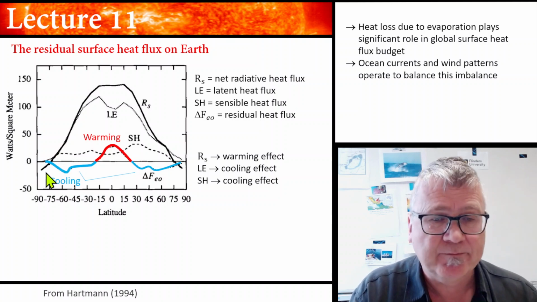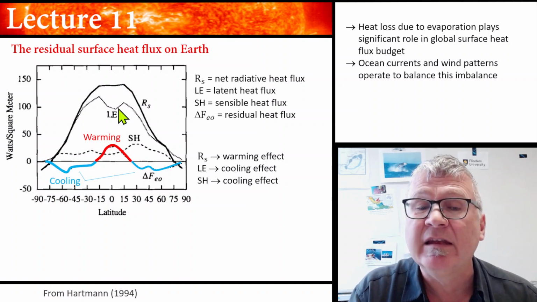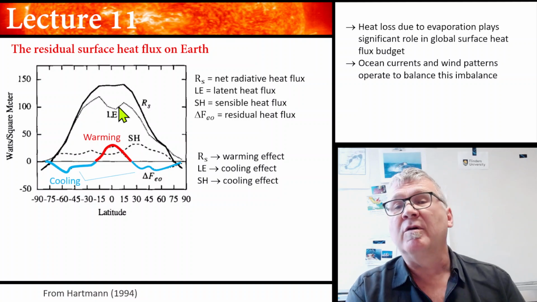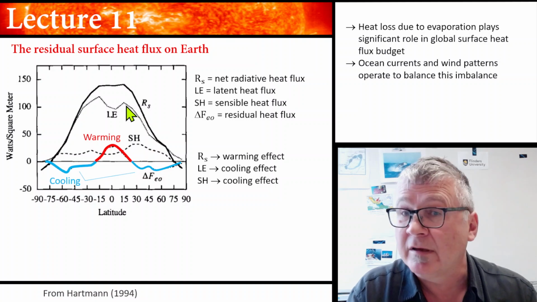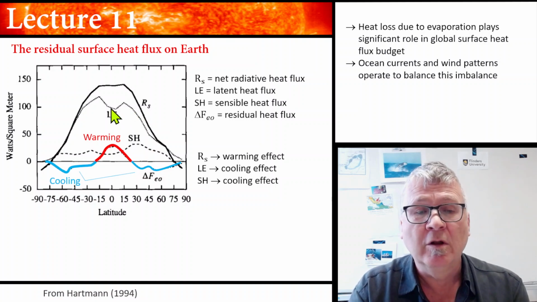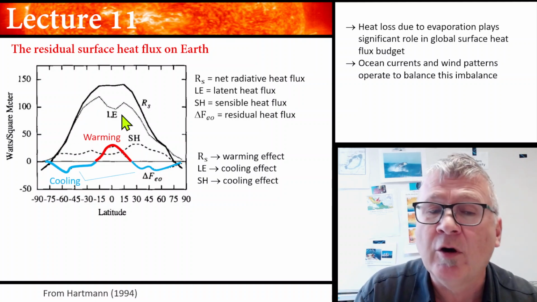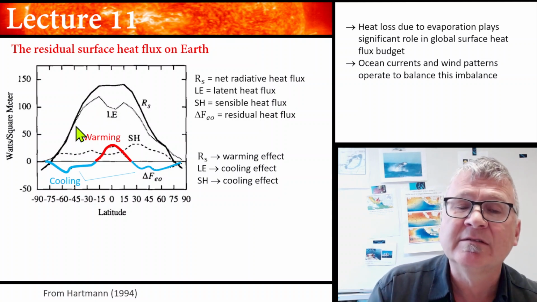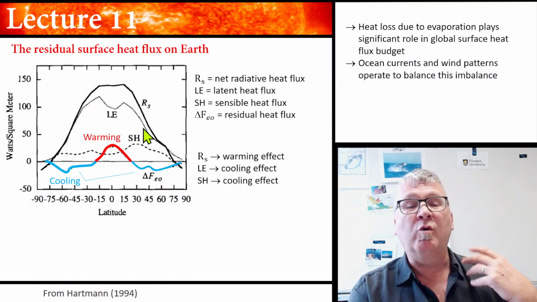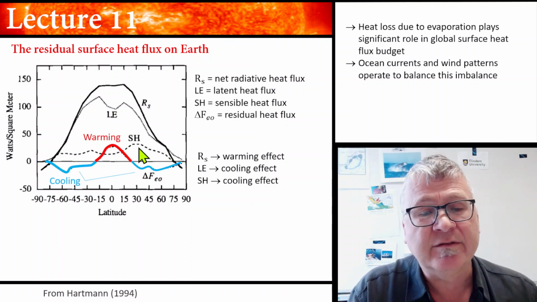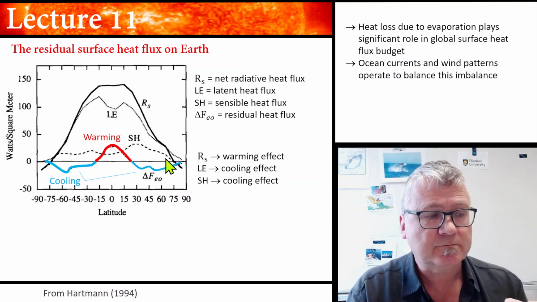Now the big part that balances this is the latent heat flux, and why it's so big is simply because 75% of the surface is ocean. And you just learned that it plays such a big role. It has a little dip near the equator, and you'll learn more about later on why that is. Why the latent heat flux is smaller near the equator. So this is the big balance. Another cooling effect, a smaller contribution, comes from the sensible heat flux.